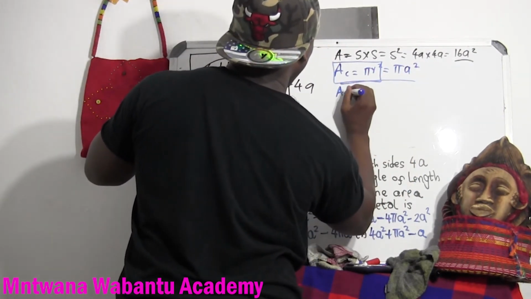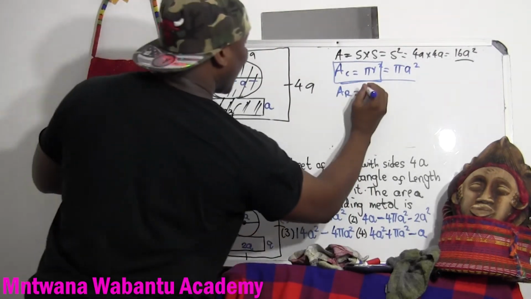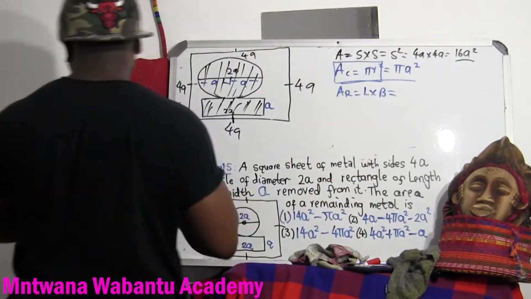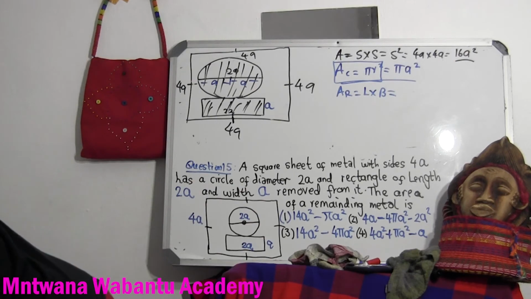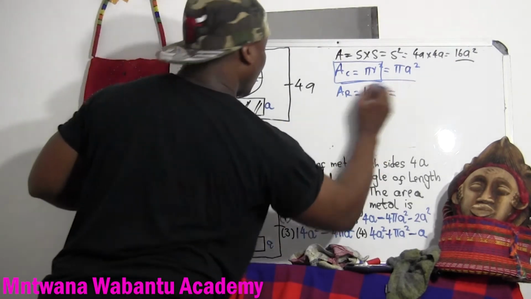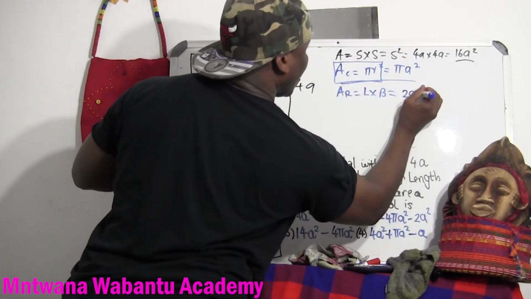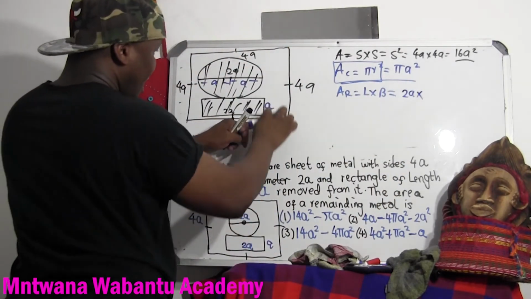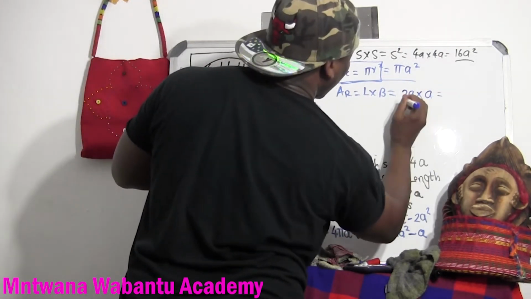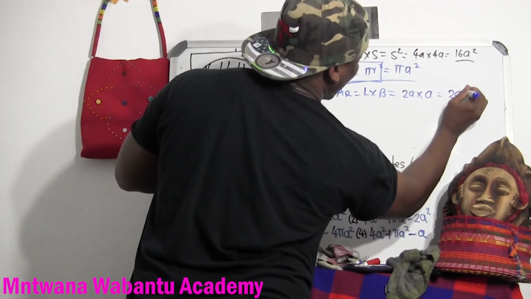Now we go to the area of the rectangle. Area of a rectangle is equal to length times breadth. What is the length? Our length is equal to 2a, times the height, or whatever you want to call it. 2a times a is equal to 2a squared.